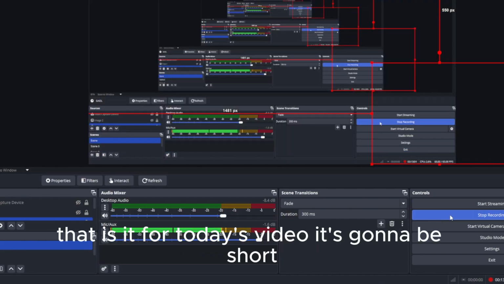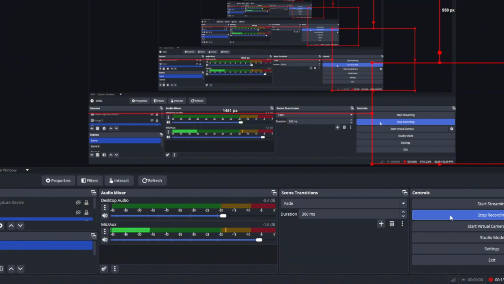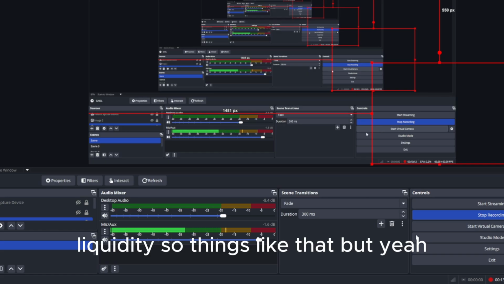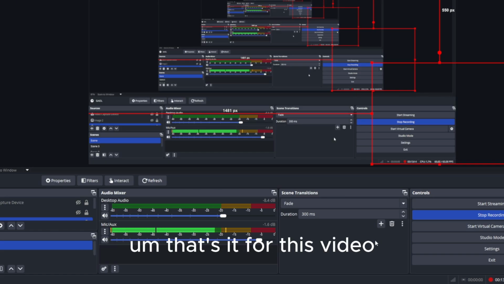That is it for today's video. It's gonna be short. Just a quick understanding of market structure, liquidity, things like that. But yeah, that's it for this video.